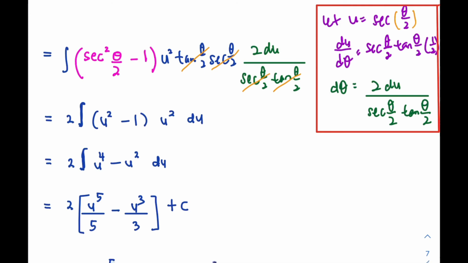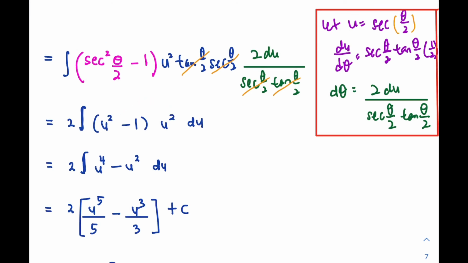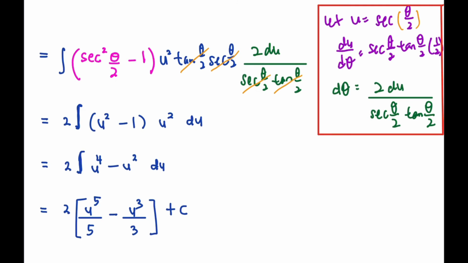So now you're ready to integrate, but first let us expand this. So this is 2 integrate u to the power of 4 minus u squared du. Now we are ready to integrate. Let's add 1 to the power, divide by the new power. So 2 outside, in bracket, u to the power of 5 over 5 minus u to the power of 3 over 3. And don't forget to write plus c.